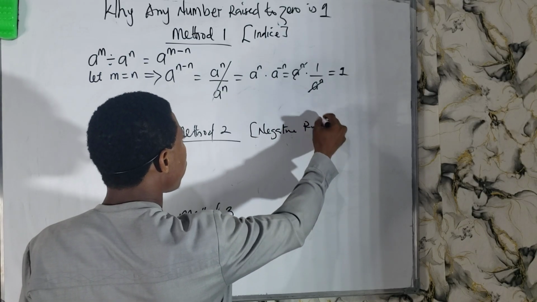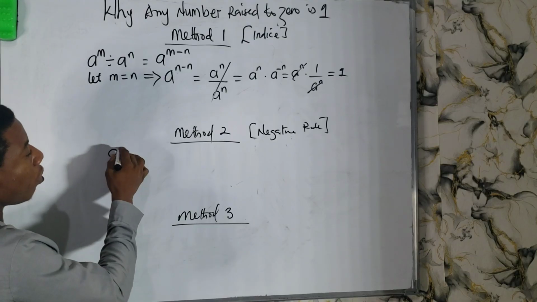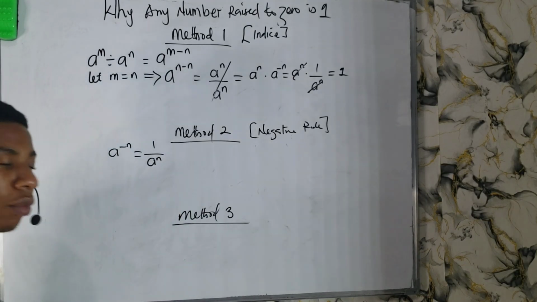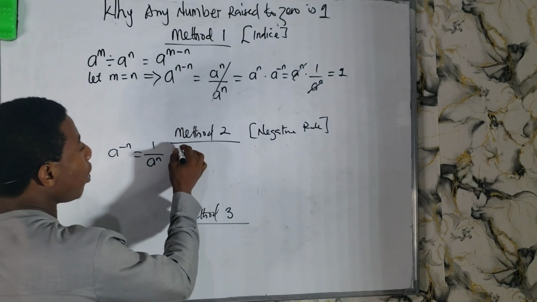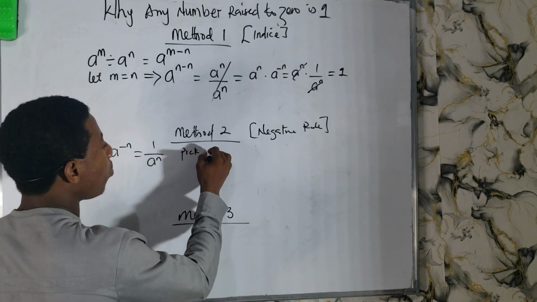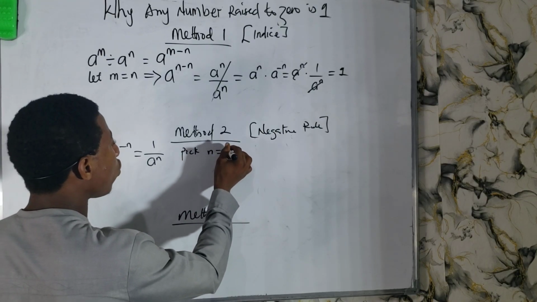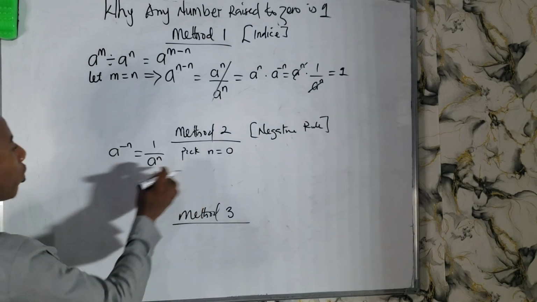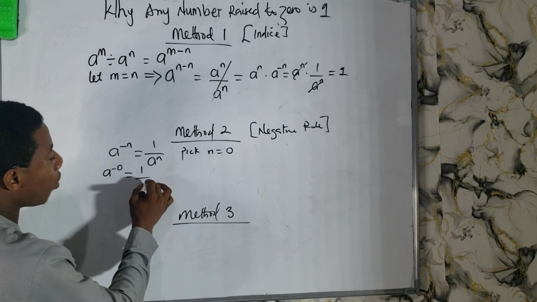The negative rule states that if you have something like a raised to power negative n, it is the same thing as 1 over a raised to power n. So, for example, let's pick n to be equal to 0. Let's substitute this. This is going to be a raised to power negative 0 equals 1 over a raised to power 0.